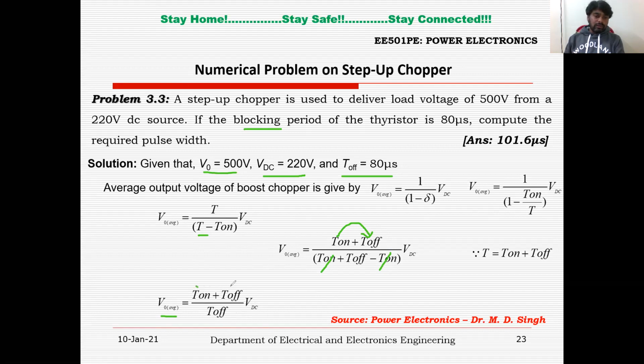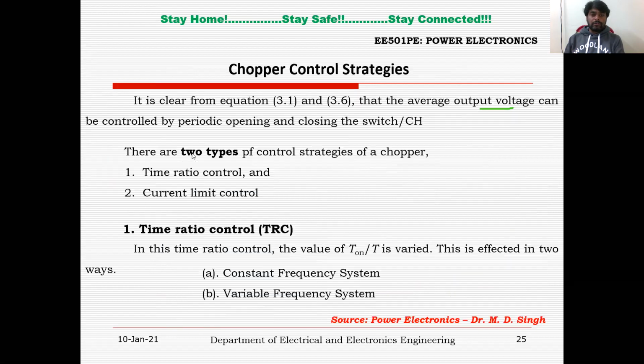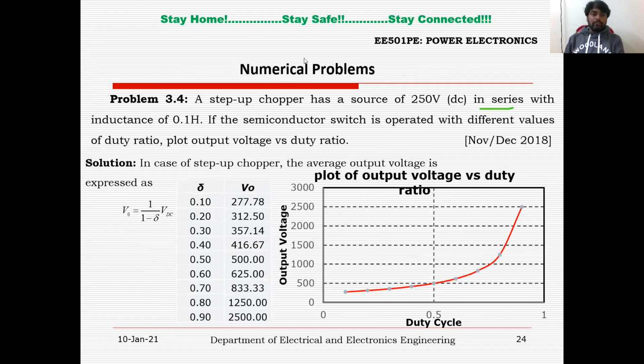We know T off, we know VDC, we know average output voltage. Now you can easily calculate what is the on time period. It is 1.6 microsecond. So if the on time period is this much, you can get 500 volts from a 220 volts DC source, right? So this is the one problem. Even you can find this problem in the Power Electronics textbook by Dr. MD Singh, right?